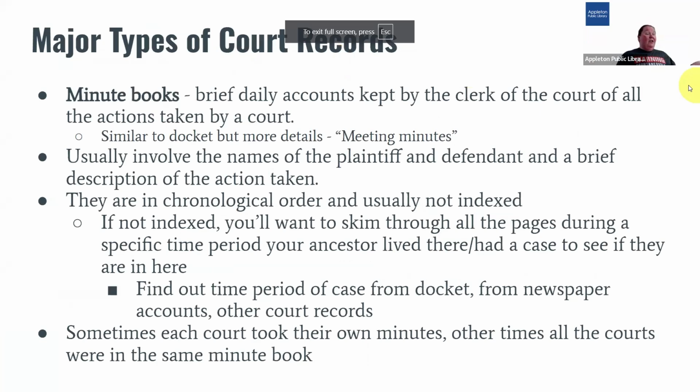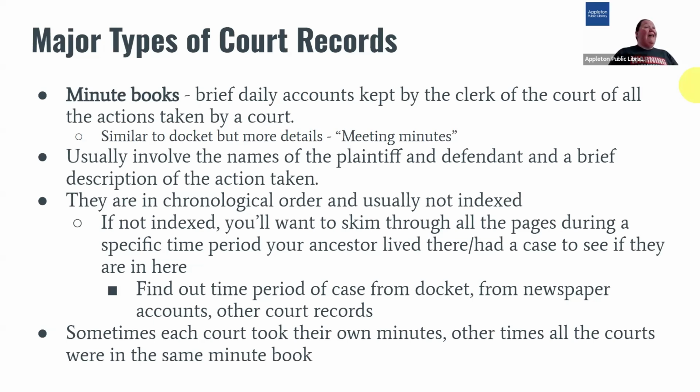Then something very similar is called a minute book. This is going to be a brief daily account that is kept by the clerk of court for all the various actions that are taken by a court. So it's really similar to the docket books that we just looked at, but it usually provides more details. When I think of minute books, I think of meeting minutes. If you've ever been to a meeting of an organization where somebody's taking minutes, they're essentially giving you a little summary of what's happening. That's what these minute books essentially are. They're giving you a summary of what happens in that court case or whatever they're doing in the court that day.